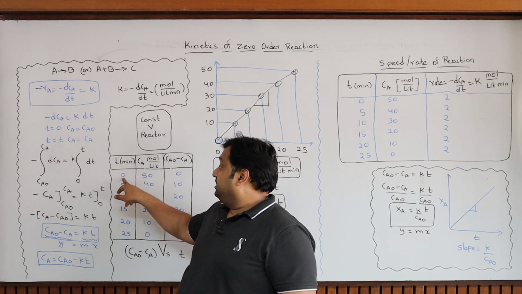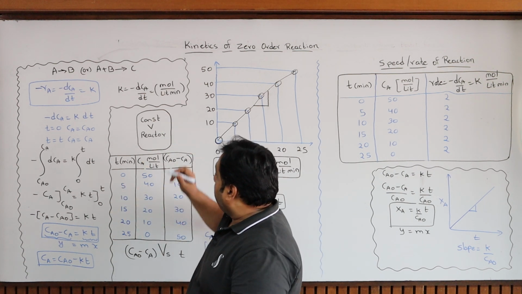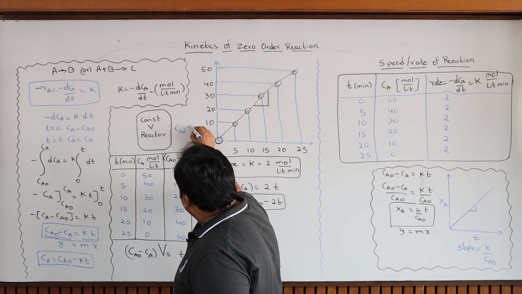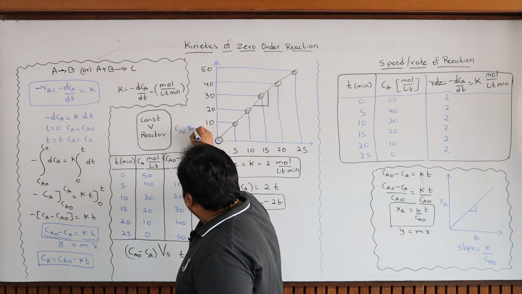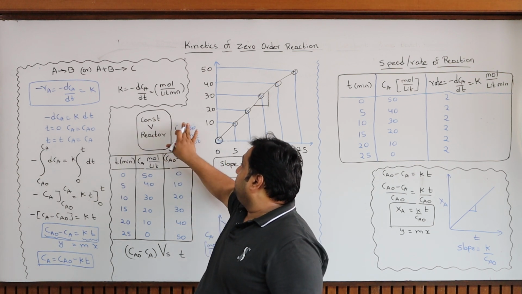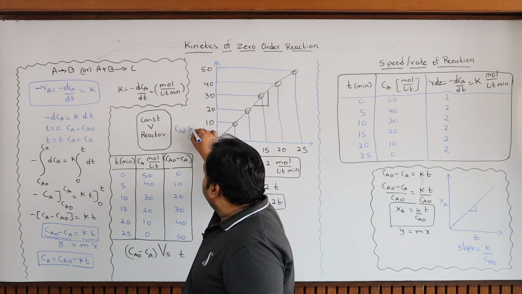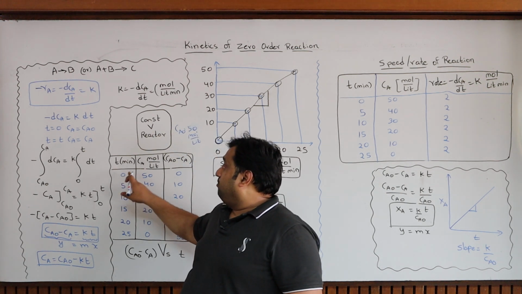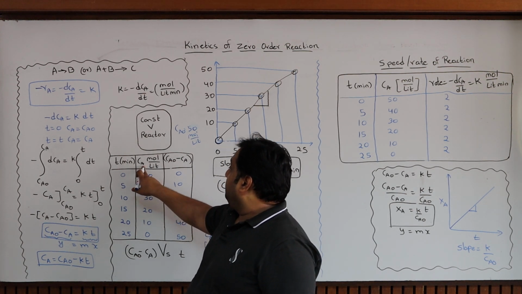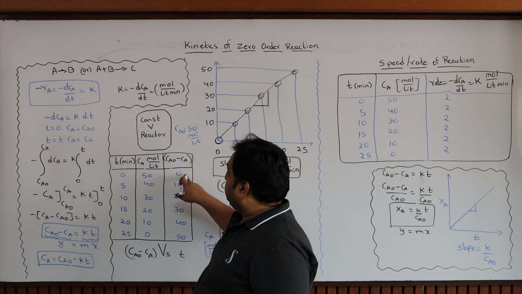That means at 0 time, I have started with the initial concentration CA0, that is 50 mole per liter. That means initial concentration is equal to 50, and that is at time t equal to 0. What is my concentration? It is nothing but the initial concentration, and CA0 minus CA is 0 here.